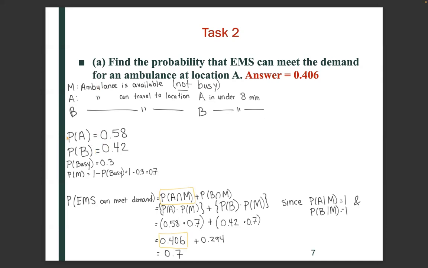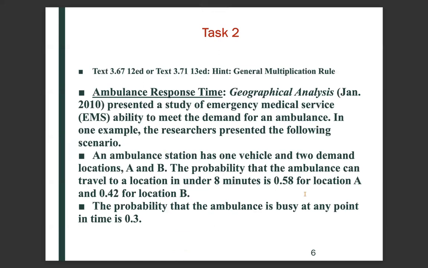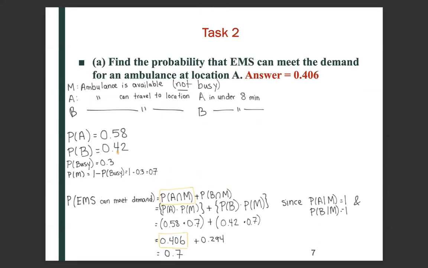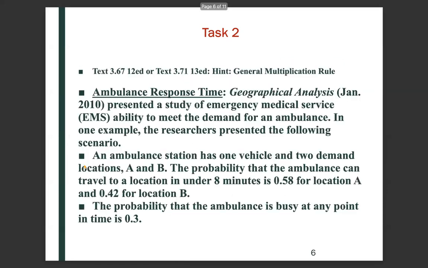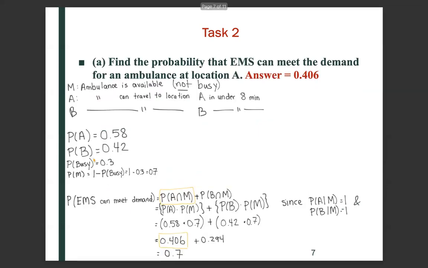Okay, and we were also given that the probability of A, which is that an ambulance can travel to location A in 8 minutes, is 0.58, which we were given here. And then for location B is 0.42, which is written here. And then we were given that the probability that an ambulance is busy, down here, this last bullet point, is 0.3. So the probability of M, which I defined as that the ambulance is available or not busy, would be 1 minus the probability that it's busy.